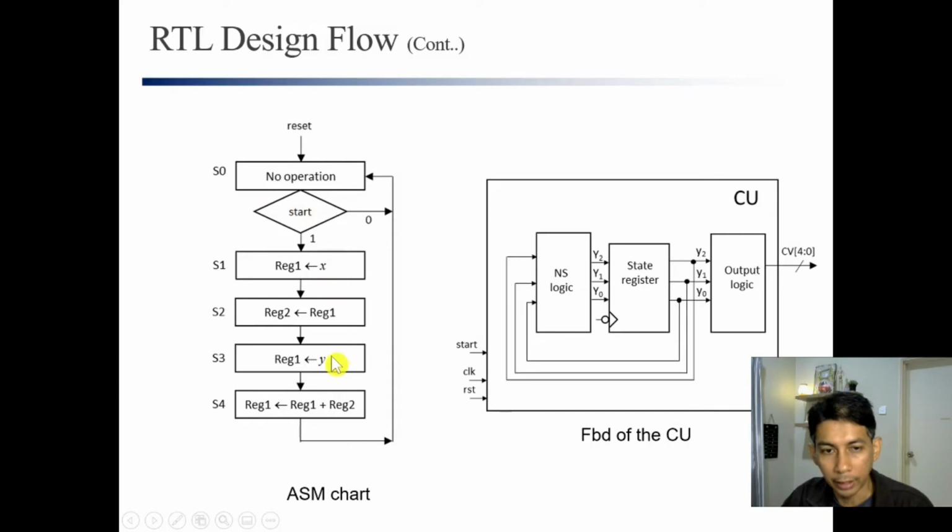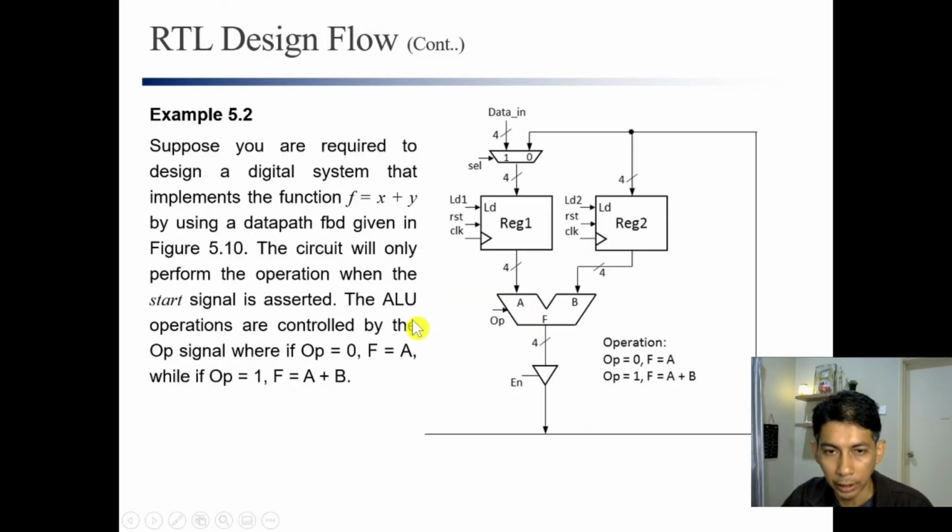For example, if x and y change the value, we start again and do the operation. So this is the FBD of the CU, and this is for designing the CU, because we will activate the signal. We call it the control vector here, the signal to sequence the operation in the DU.